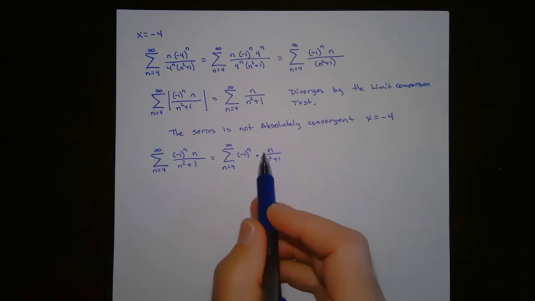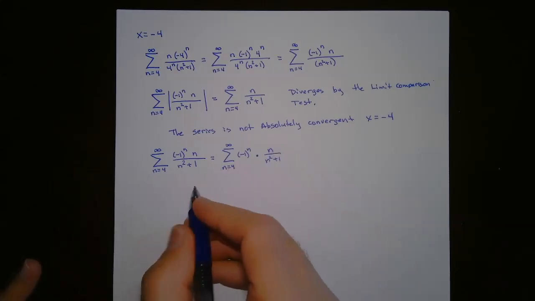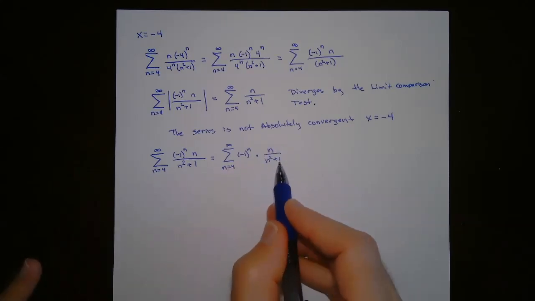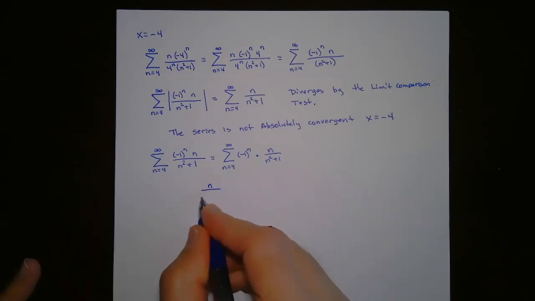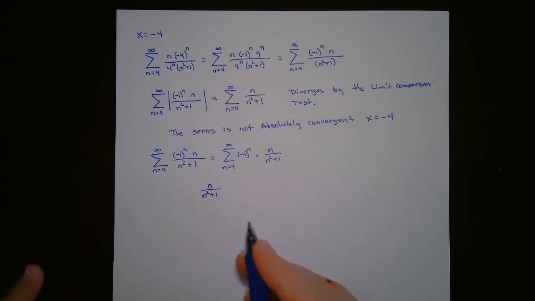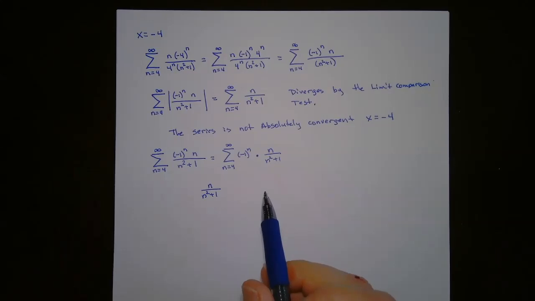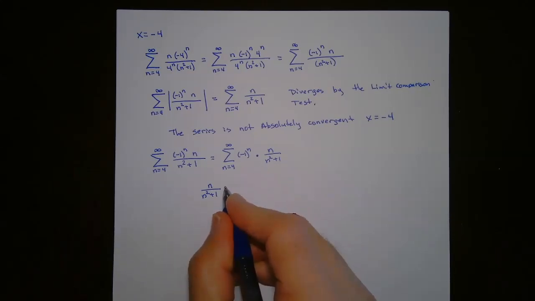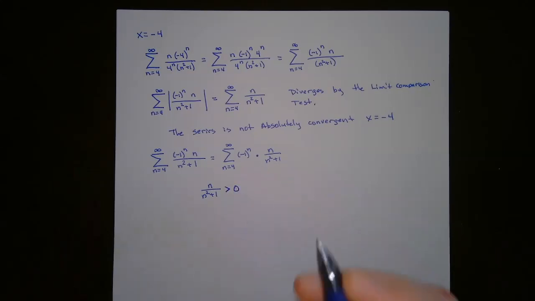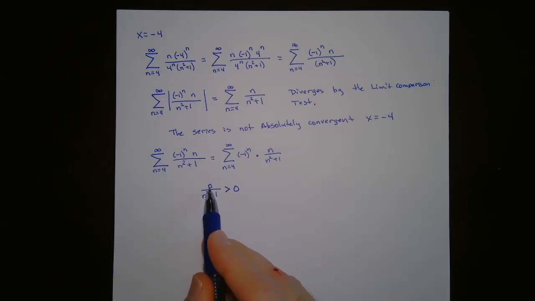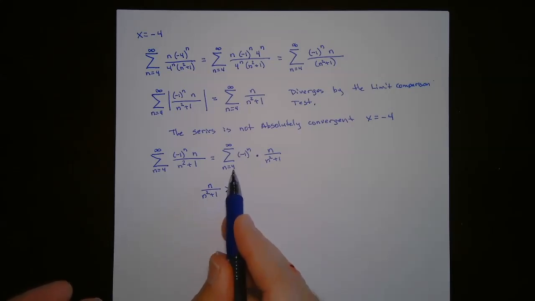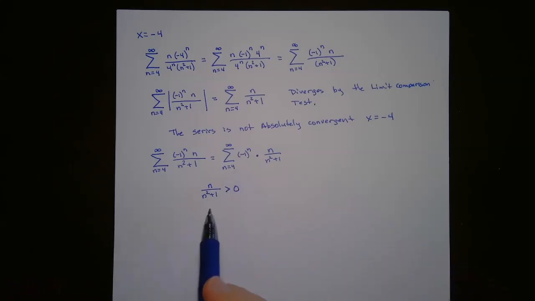For the alternating series, we have to show that n over n squared plus 1 is greater than 0. Is it greater than 0? Absolutely. Why? Because the numerator is 4, 5, 6, 7, 8, and the denominator is 4, 5, 6 and so on. You're always going to have a positive over a positive for n being 4 and so on. So we've established that.